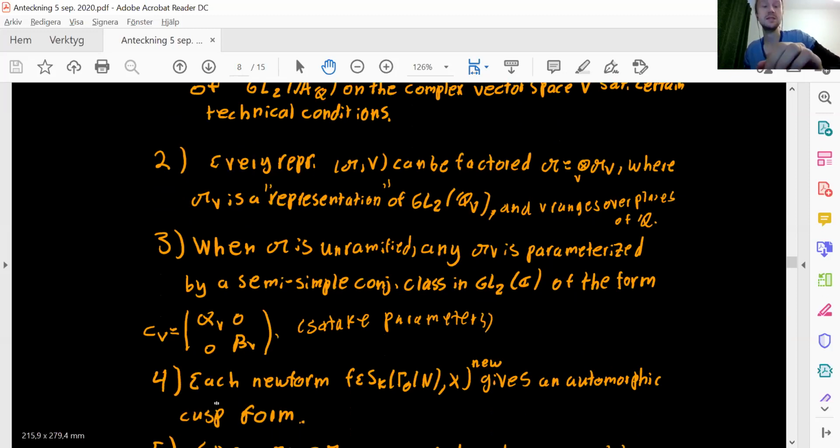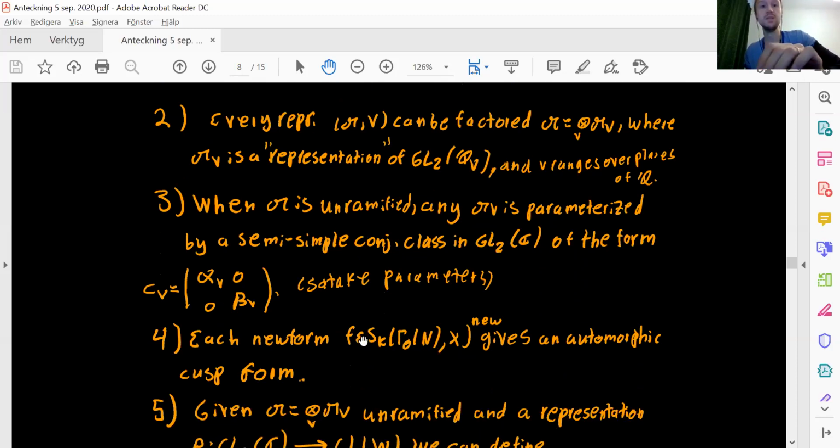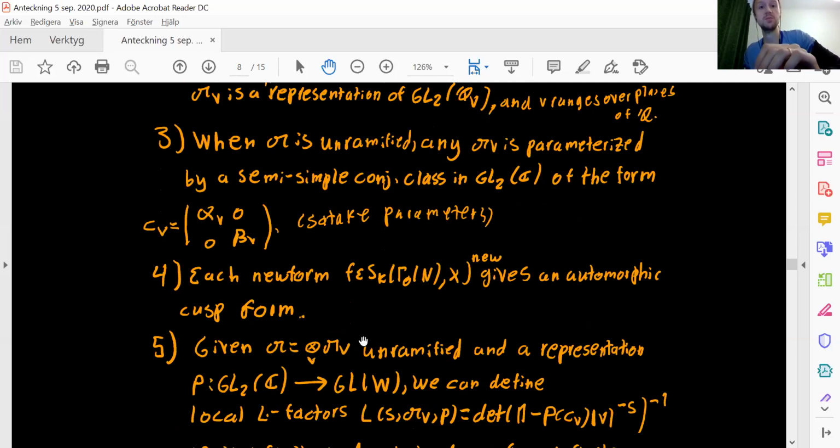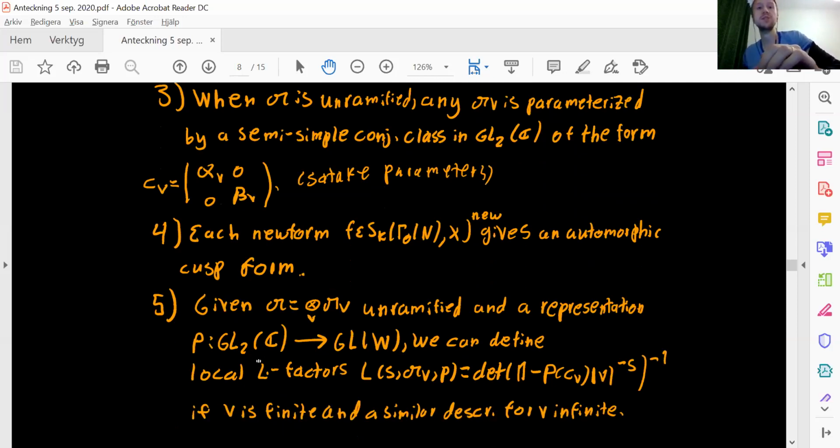And then fourth is that each newform, which is a certain type of holomorphic form satisfying certain transformation properties, will give an automorphic cusp form with central character chi. And the fifth is the most important part for us, that whenever we have a representation pi, and we write this as a tensor product of the pi v, we assume that pi is unramified. And we have a representation of GL2(C) into GL(V), where V is some complex vector space.